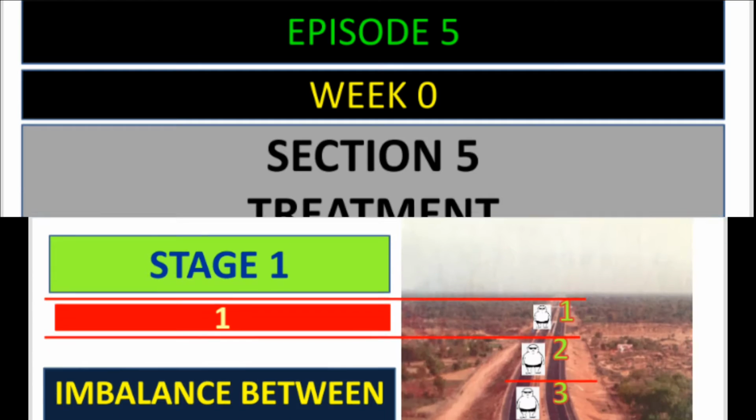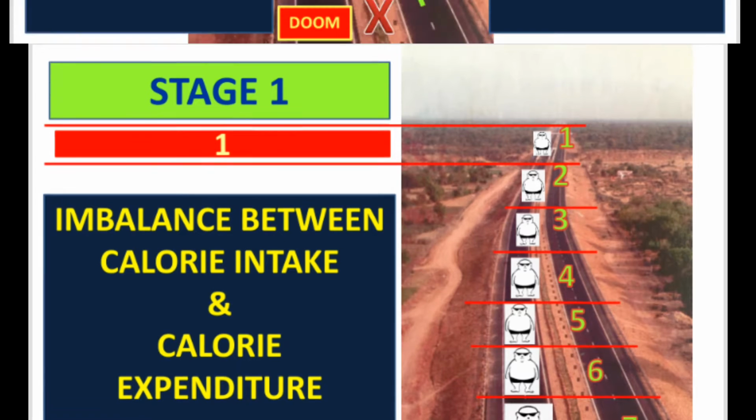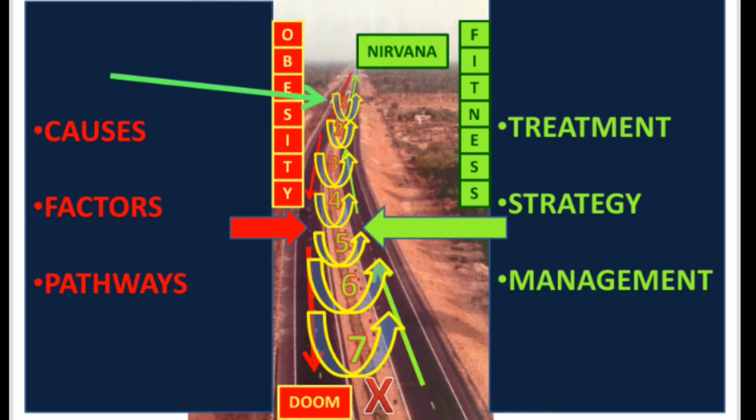In this and the next episode, we are going to launch the first strategy to defeat obesity. In majority of cases, calorie intake and expenditure imbalance is the initiating factor in onset of obesity. This constitutes the stage 1 on our highway. So, taking a U-turn at this stage seems to be logical.